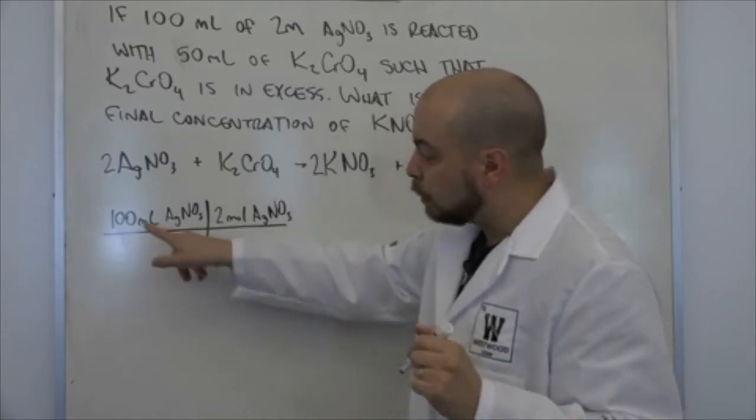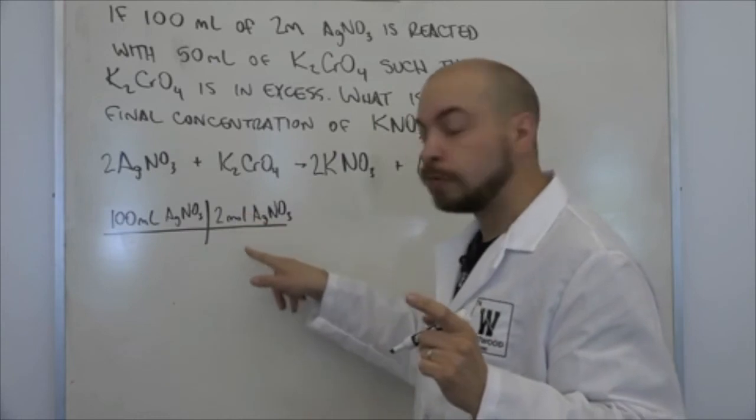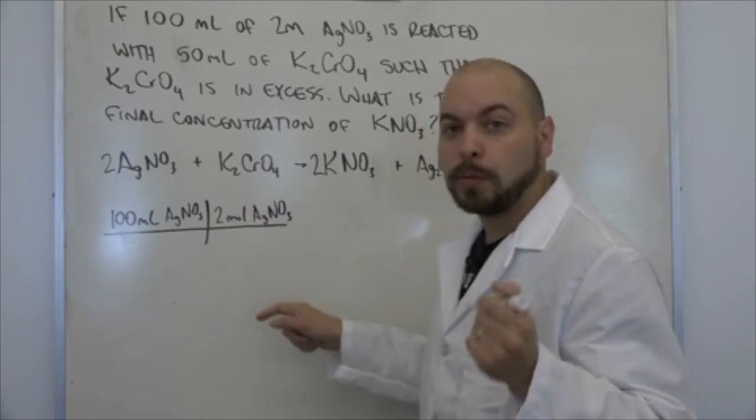Now be careful. Notice how I kept this in milliliters. That means I need this in milliliters. So if it's 2 moles for every 1 liter, that means it's 2 moles for every 1,000 milliliters.